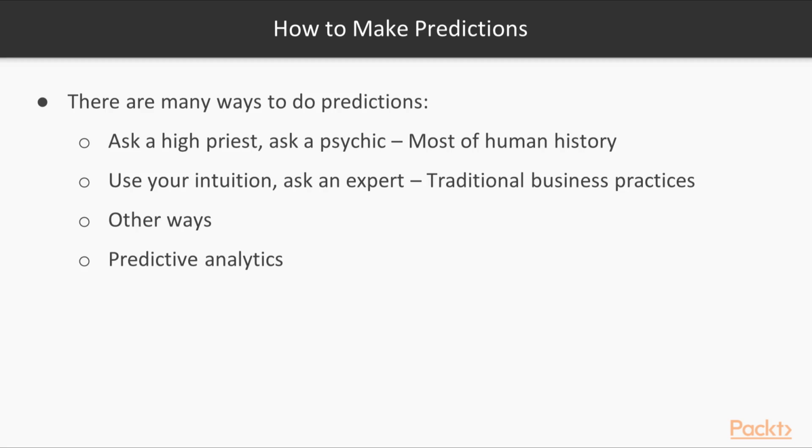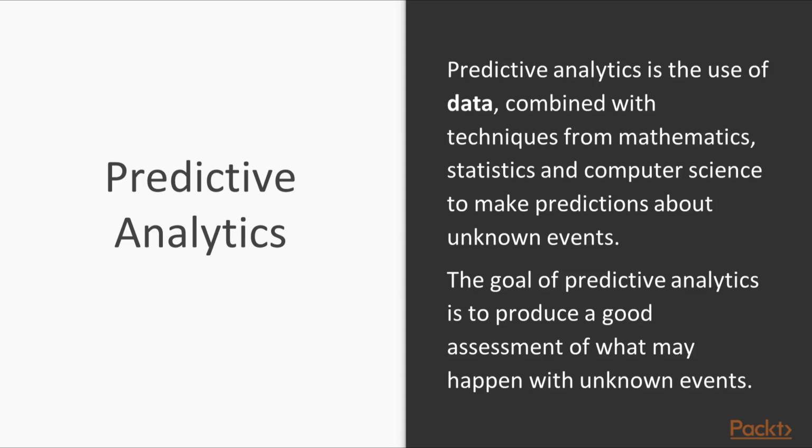And of course there are other ways, and there is a relatively new and very successful approach called predictive analytics. And its use has increased dramatically in recent years because of two things. First, we have now the means to do it, which are technology and data. And second, it works really well. Predictive analytics is the use of data combined with techniques from mathematics, statistics, and computer science to make predictions about unknown events. The goal of predictive analytics is to produce a good assessment of what may happen with unknown events.